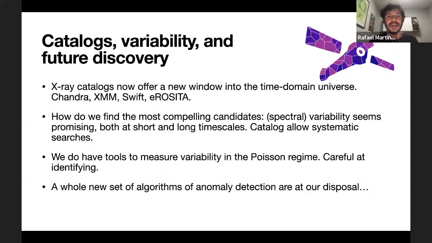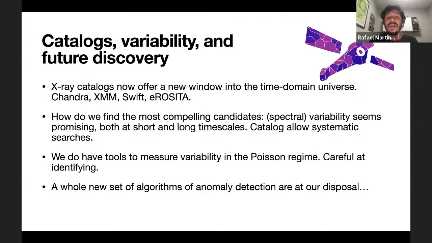And finally, the last thing I want to say is about catalogs, variability, and future discovery. I think the fact that we now have very, very rich catalogs of X-ray sources, as I mentioned before, is opening the possibility for a lot of research in terms of X-ray time domain. Last year's conference was actually about time domain.